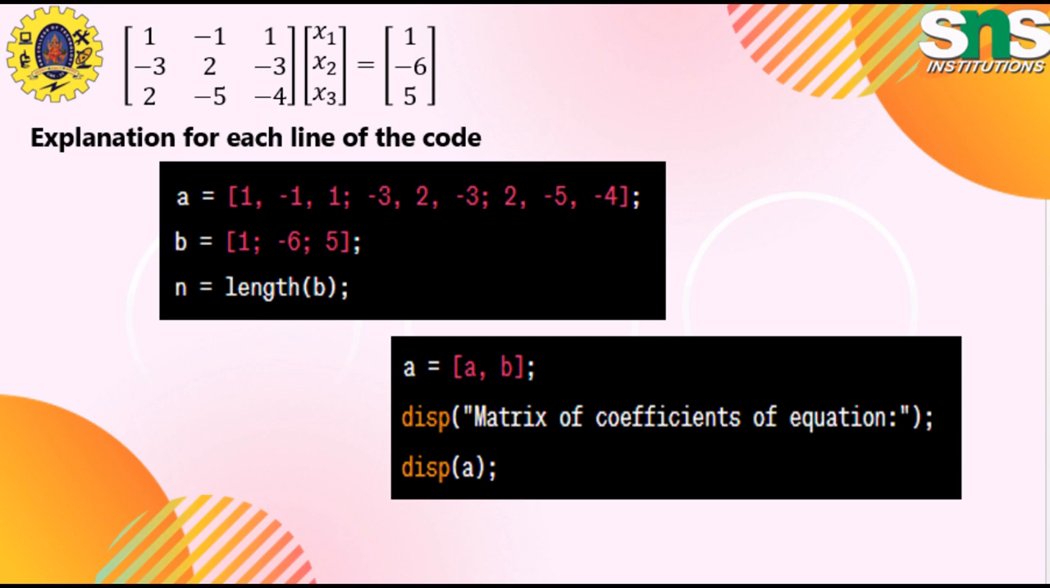Append the column vector B to the matrix A, creating an augmented matrix. It displays the augmented matrix using the code.